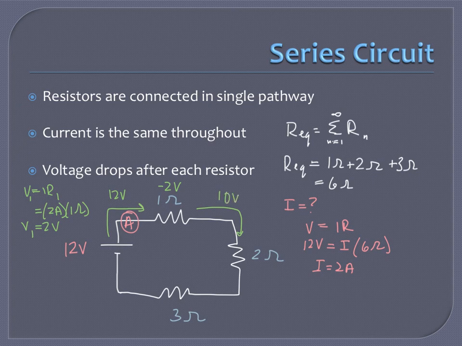Now getting through this 2 ohm resistor, we got to figure that out. So 2 amps times 2 ohms, following the same formula, you have to pay 4 volts. So 10 minus 4 is 6 volts. Now passing through this last resistor, 3 times 2 amps, you have to pay 6 volts, and after here you're left with 0 volts.